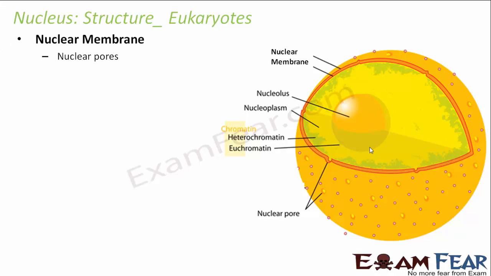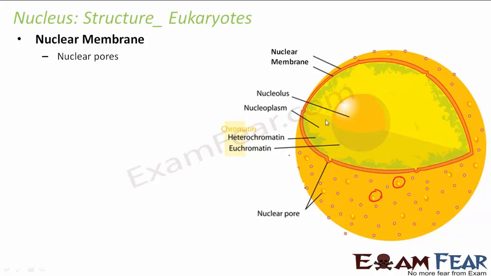So in the eukaryotes, you have a nuclear membrane, which is the outer covering of the nucleus. So if you look at this, this is the outer covering. This thin red colored covering is nothing but the nuclear membrane. Now, on this nuclear membrane, you have small pores which are known as the nuclear pores. So you can see small pores here. So these pores are known as the nuclear pores. These yellow colored things are all pores.